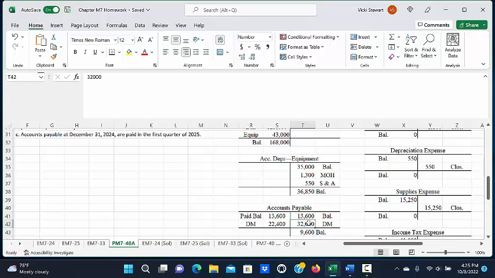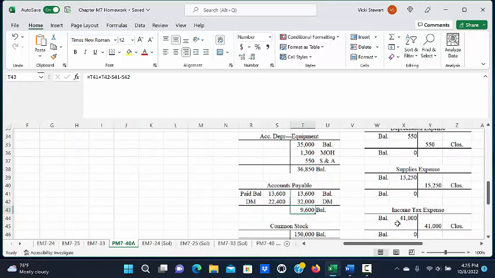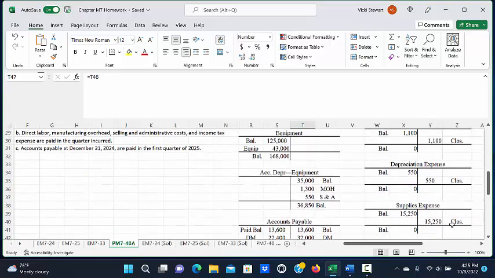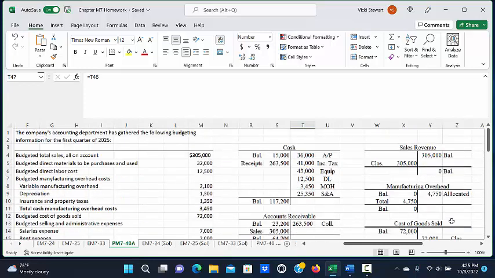Again, for accounts payable, we had our beginning balance. We credited all of our direct materials, which were on account, $32,000. We paid the beginning balance, and we paid 70% of the cost of the direct materials. So adding our credits and subtracting our debits, our ending balance in accounts payable was $9,600. Our beginning balance in common stock was also our ending balance. Then we have our temporary accounts.